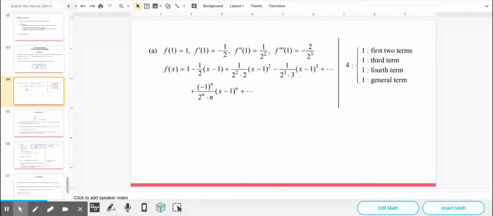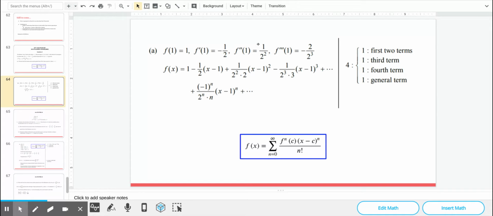So the first part of my coefficient is the second derivative. So 1 over 2 squared, that's this piece right here. And then I need to divide that, or in this case, I'll multiply the denominator by 2 factorial, which is just 2. Okay, and then over here, negative 2 divided by 2 to the third. They already simplified it for you.